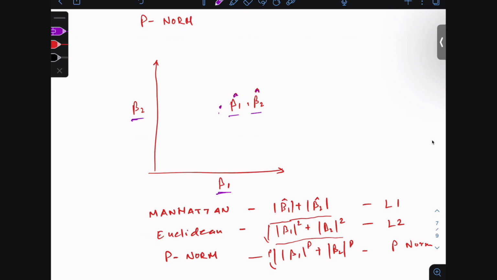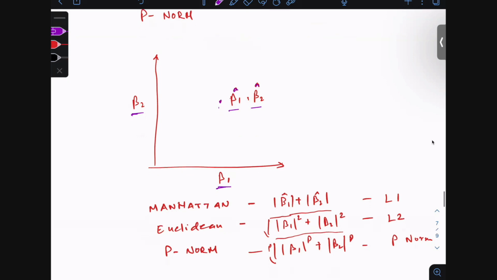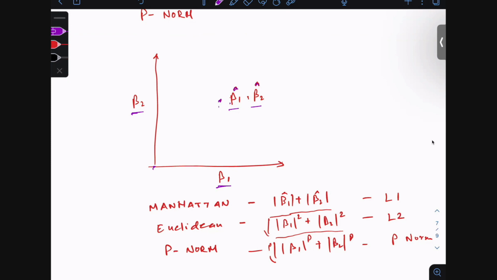Just two features and a data point in a Cartesian plane. Suppose we have to measure the distance of this particular point beta 1, beta 2 from the origin. What are the ways in which we can calculate the distance? The first thing which comes to mind is that you go beta 1 distance this side and beta 2 distance this side. You go from here to here and then from here to here. This distance will be nothing but absolute beta 1 plus absolute beta 2. This is the distance I'm traveling.